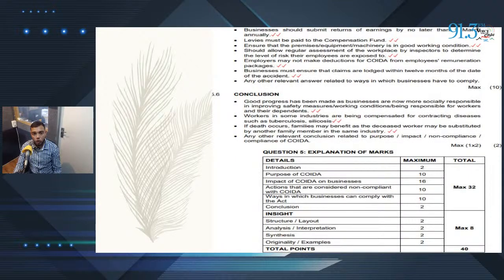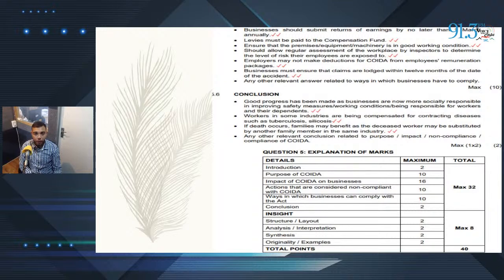The next one is our conclusion. We only need 1 bullet here. You can either sum it up or give a nice brief explanation or statement. We look at the third bullet, if death occurs, families may benefit as the deceased worker may be substituted by another family member in the same industry. So therefore, we are only giving 1 bullet there, and that is for 2 marks. Therefore, we can now say we will get our 40 marks.